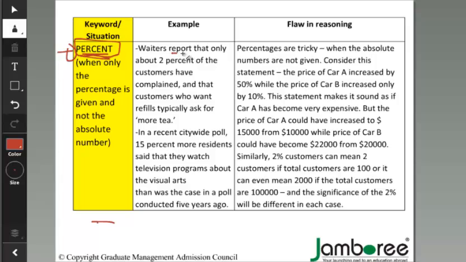Waiters report. Now here, if we were paying attention from slide number 1, I would start with the word report here itself. Anyway, proceed. Waiters report that only about 2% of the customers have complained. Again, remember we talked about the word complaint also. Reported that this many complained. If I have to take it as an exercise, I would first say that the waiters may not have reported all the complaints. First flaw, and of all the people who were not happy, maybe not all of them complained.